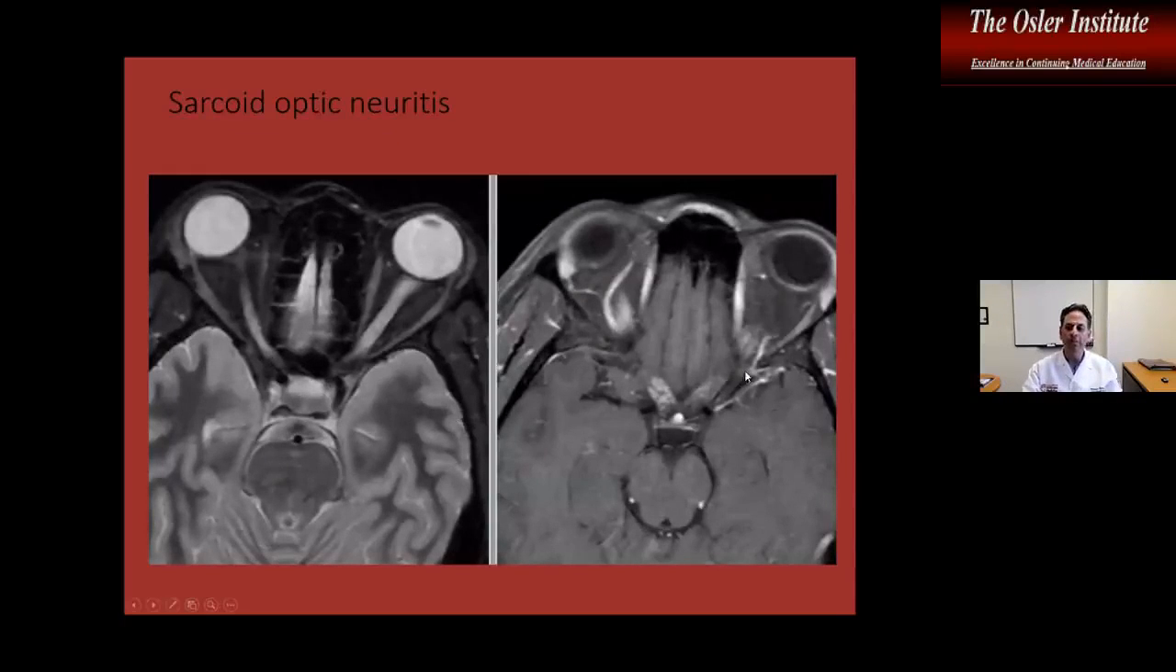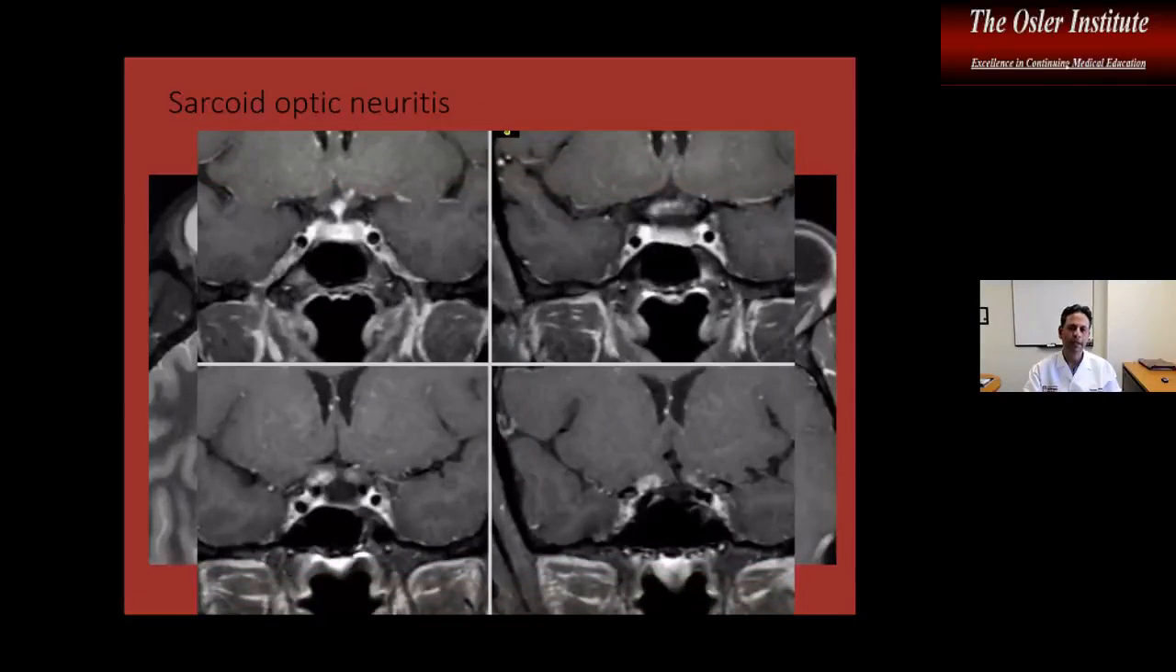So this is sarcoid optic neuritis. You can see some inflammation here. I'm not quite sure what they're showing here, maybe the lacrimal gland, but it can be anywhere. And here you have inflammation around the optic canal as well.